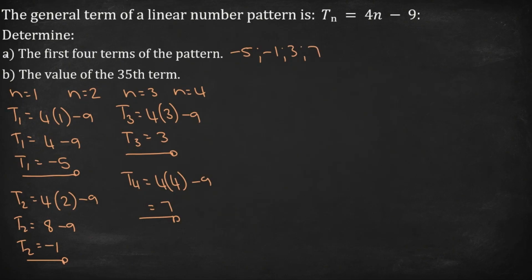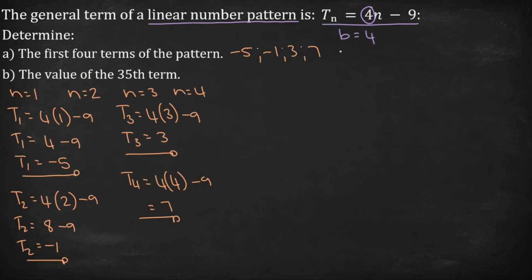So we just did part A using a longer method, but let me show you a shorter method. If you read your question, it says that we have the general term for a linear number pattern. That means this 4, which is b equals 4, is the constant difference between the terms.